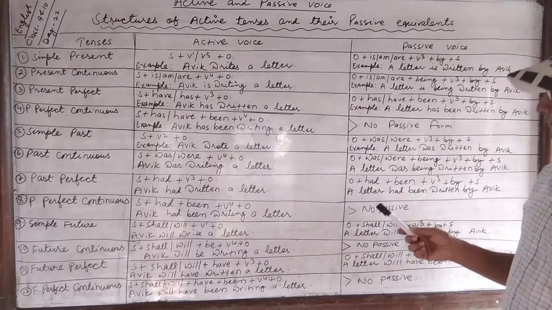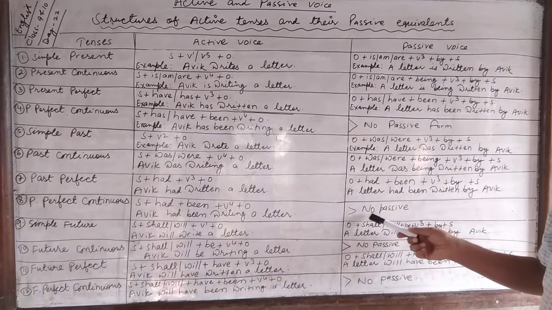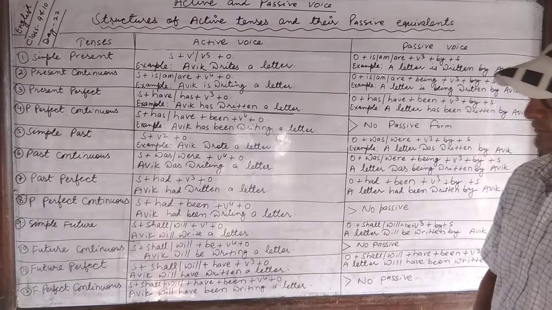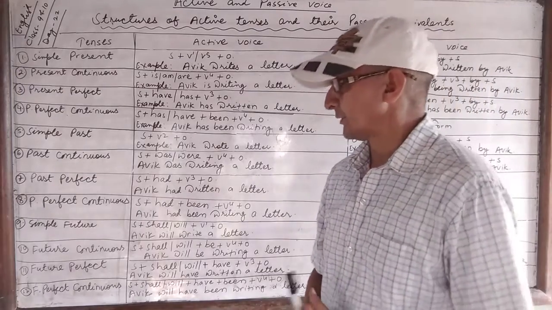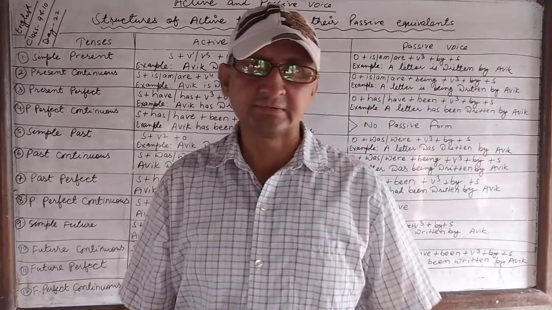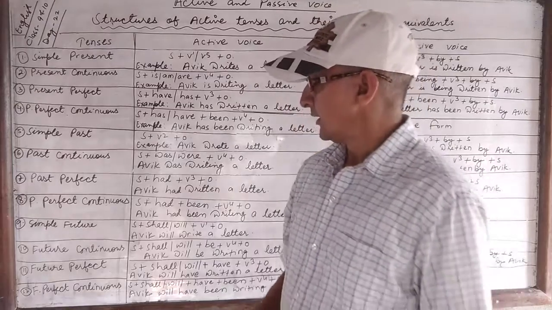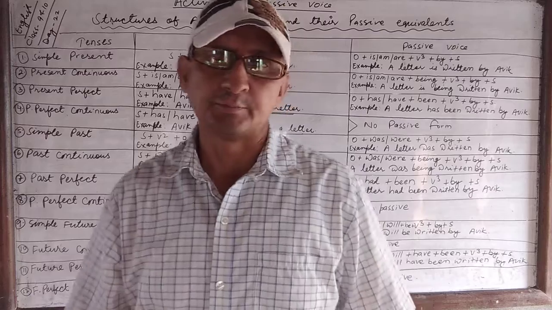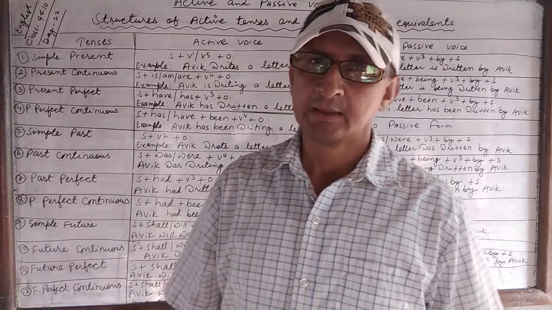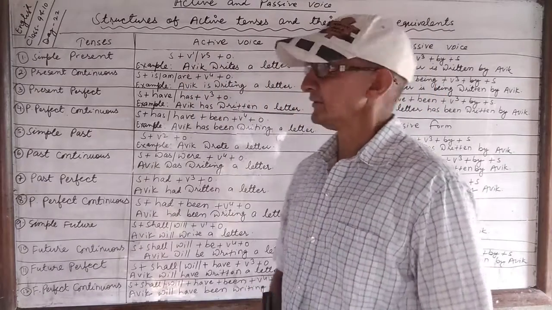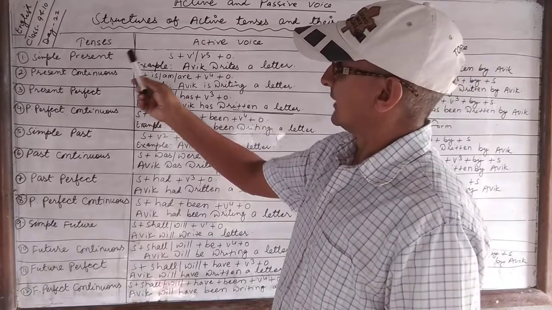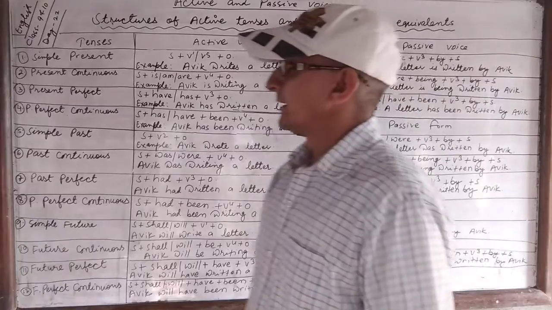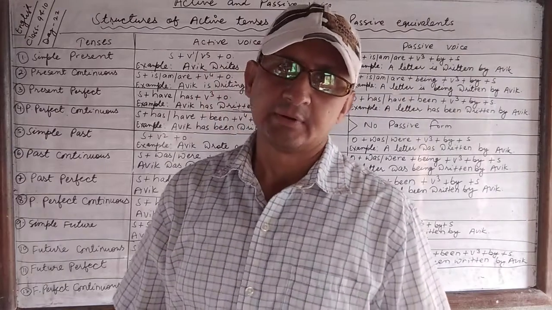And talking about the passive voice, there is no passive form. There is no passive voice of past perfect continuous tense. We can't change past perfect continuous tense into passive voice. In this way, we write the structure of active tenses and their passive equivalent.